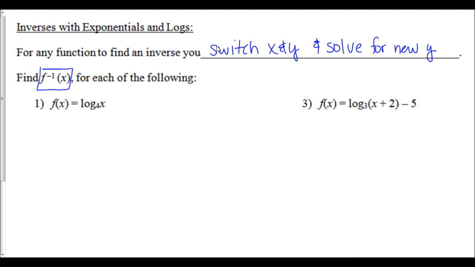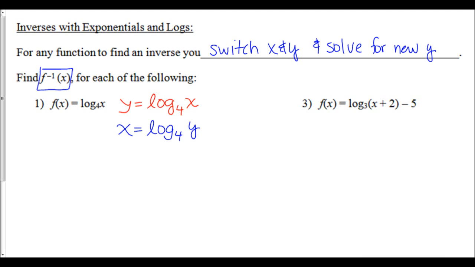So in my original problem, I'm going to think of this as y equals the log base 4 of x. When I find the inverse, I switch x and y, and this becomes x equals the log base 4 of y. Now we need to get the y by itself.